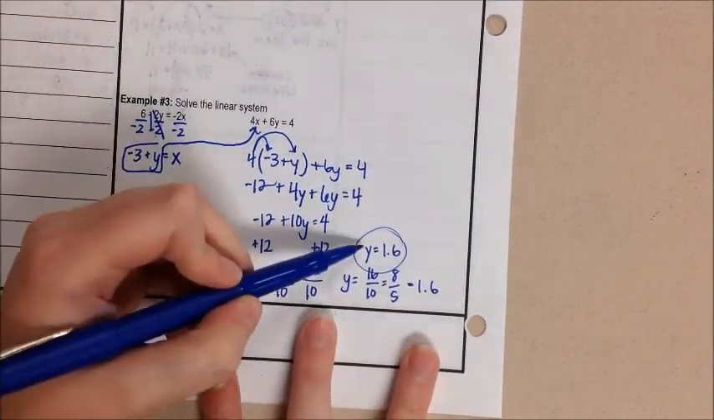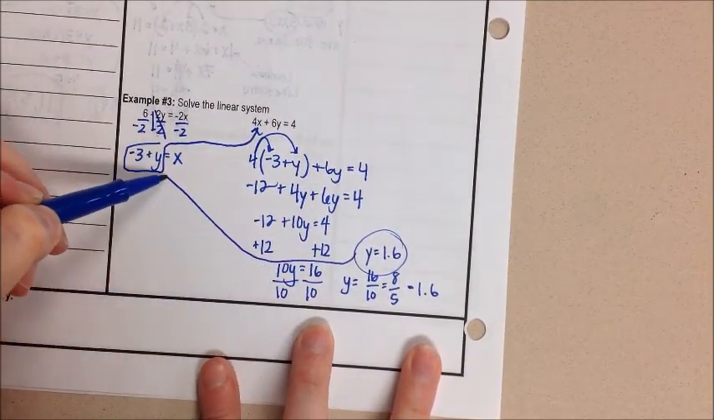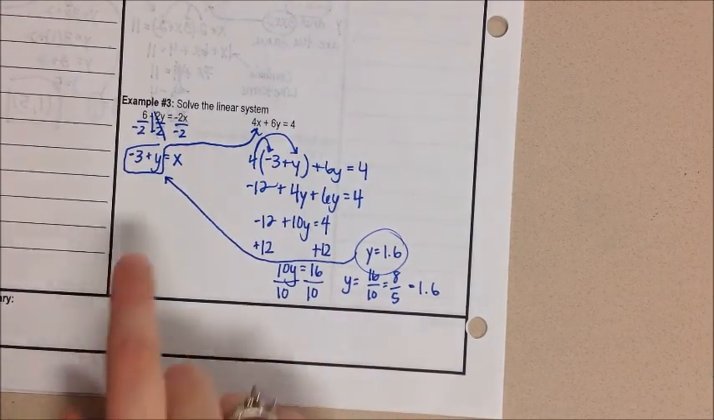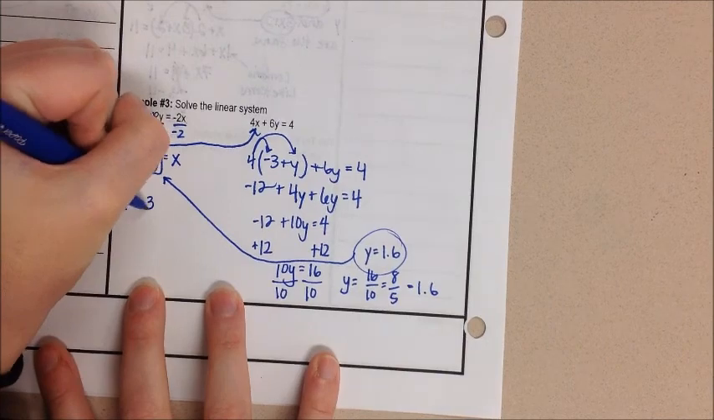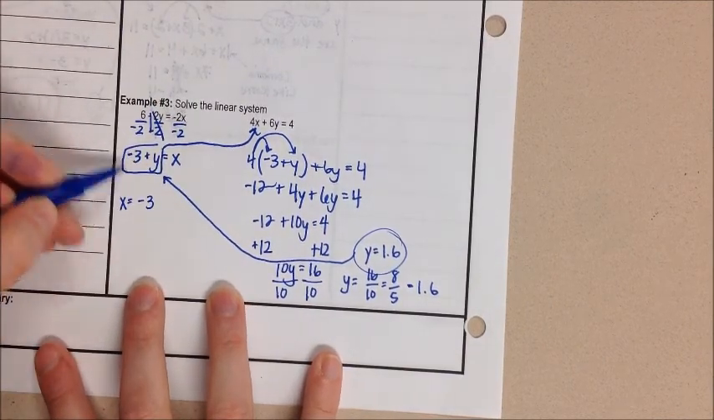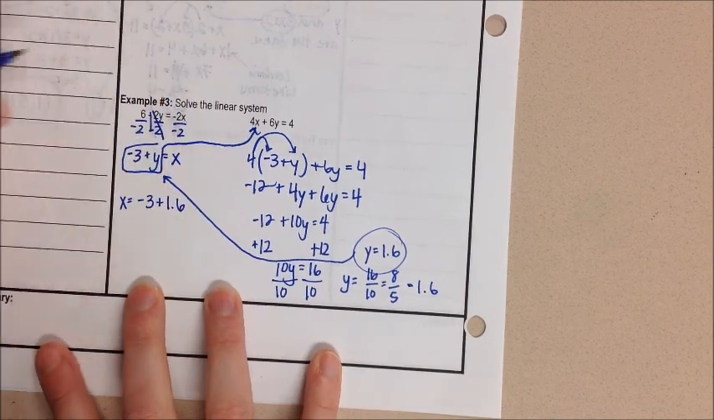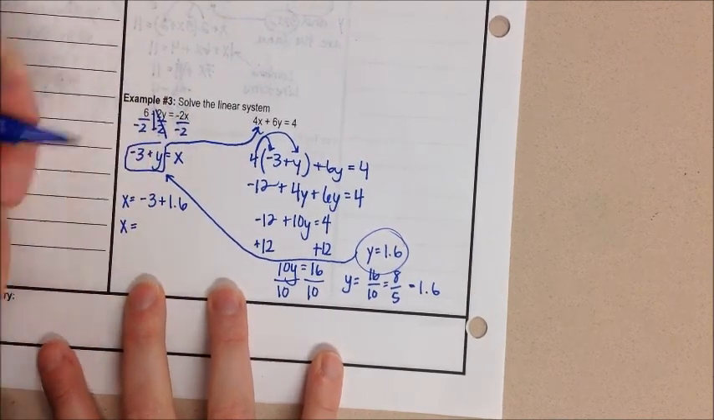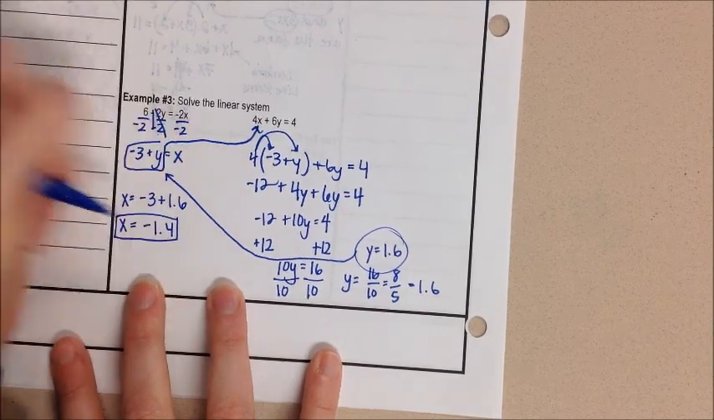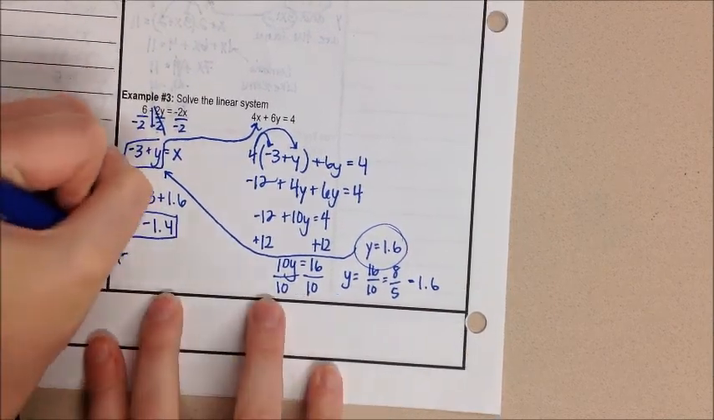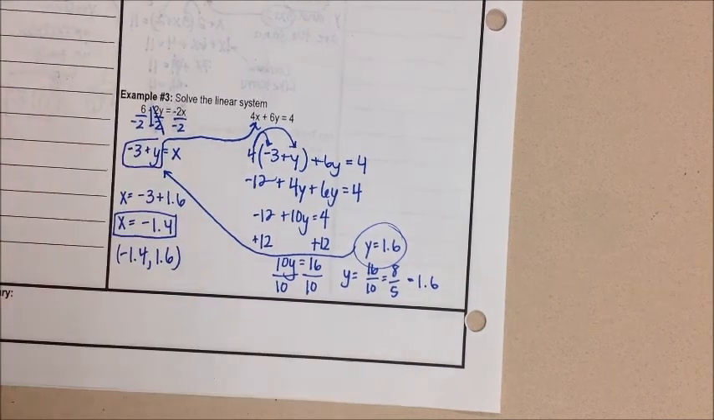Okay, so now I'm going to take this and I'm going to plug it in all the way over here, remember, into the equation that I started with. So I have x equals -3. I've just put the x on this side. Now I'm going to put the -3 plus y on this side, plus 1.6. Okay, if I do -3 plus 1.6, I get -1.4. So that's my x value. So my answer is -1.4, 1.6.